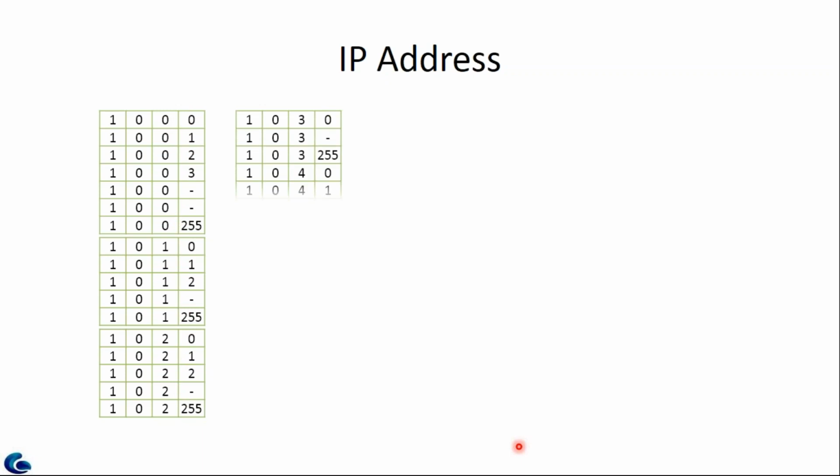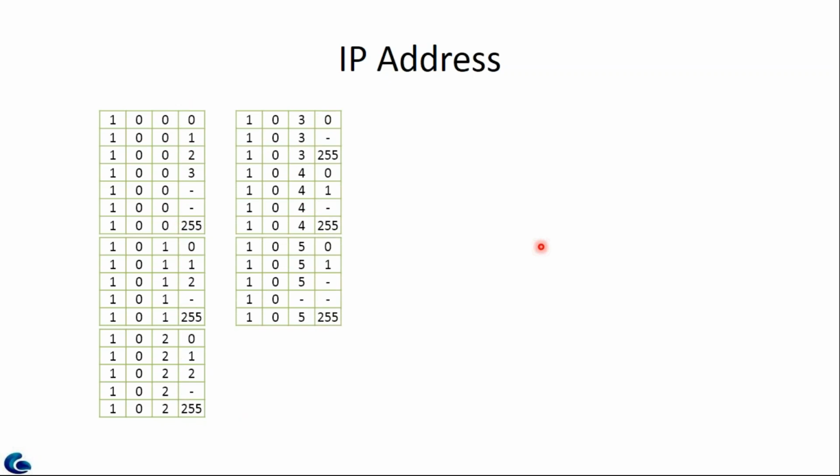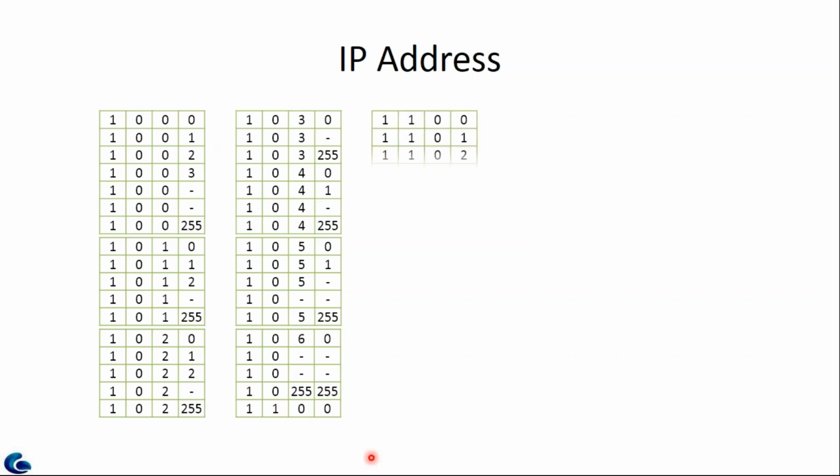If I go further, after 255 it touches 3, and soon it will touch 3.255, and then say 4.255, and continues further, right? And somewhere below you will touch a point where even the second one reaches 255, then the third one will move. So likewise, just have a look at it.